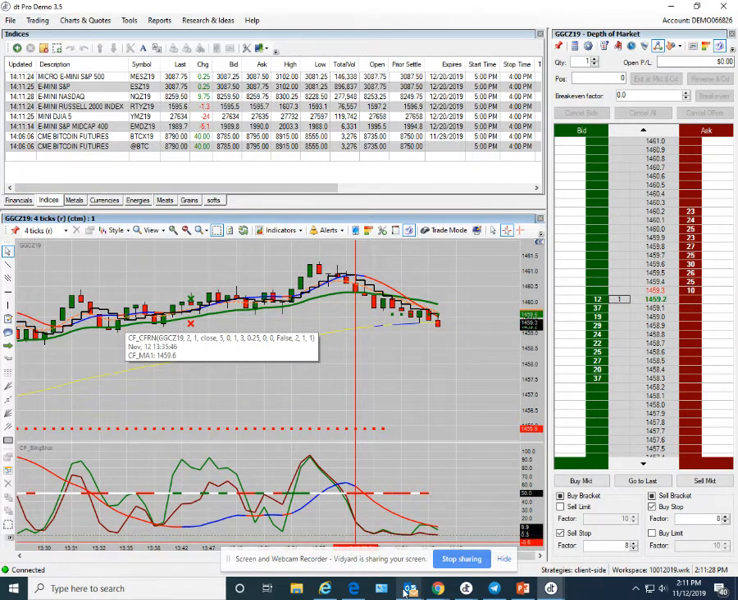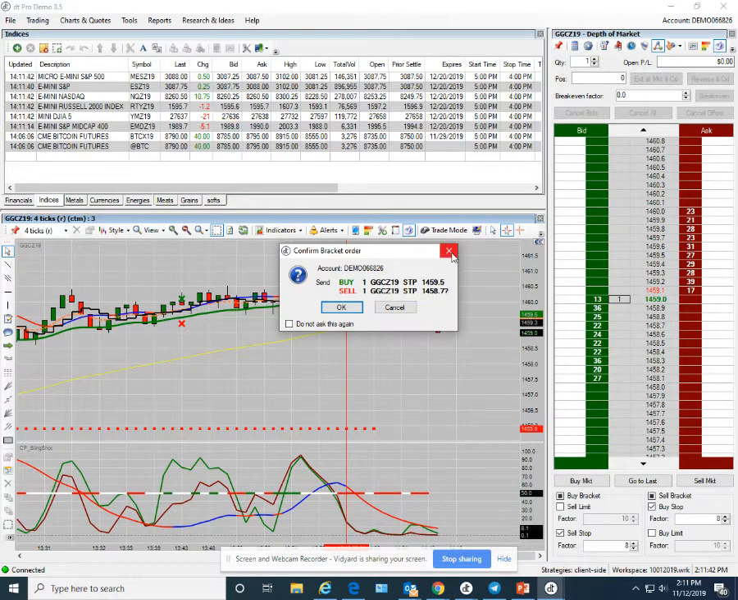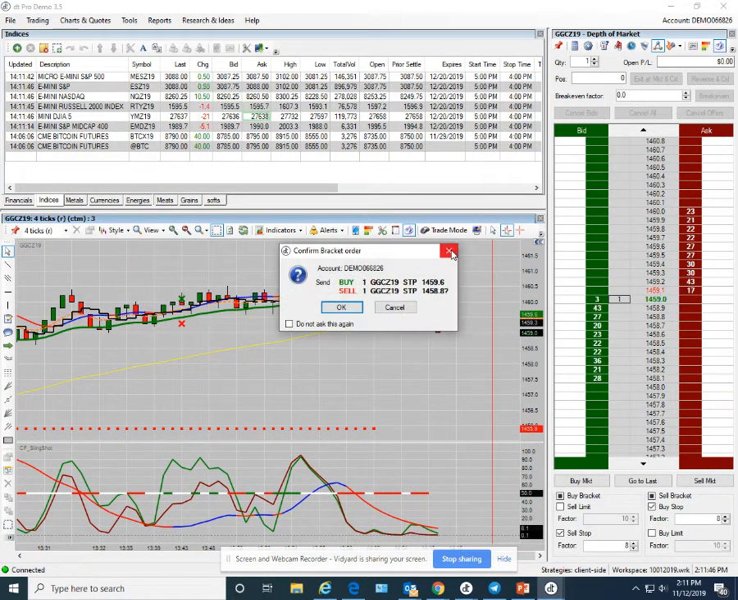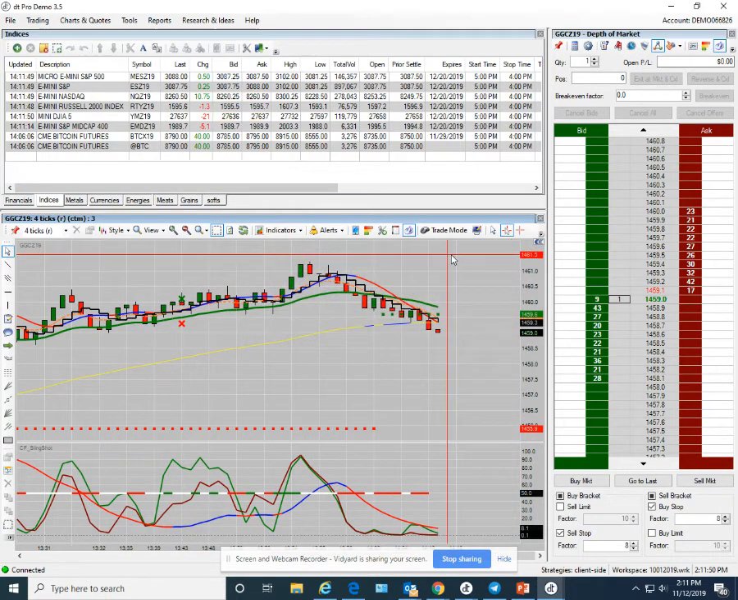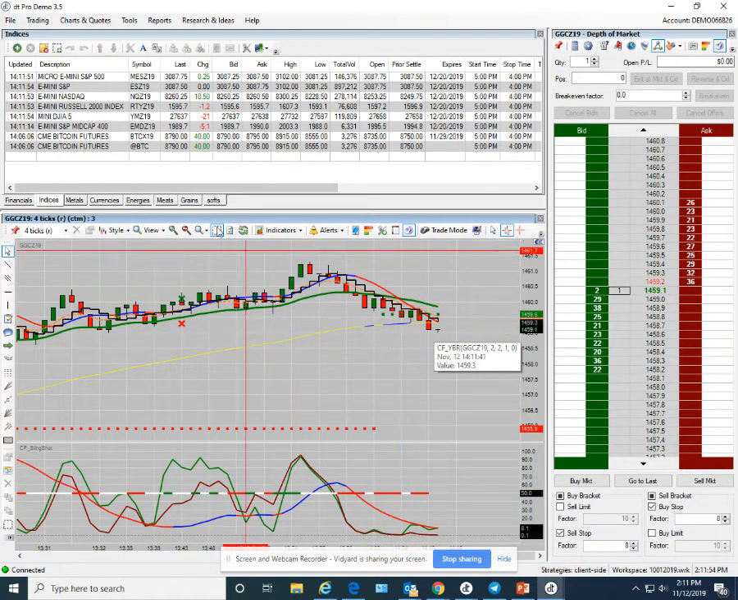Okay? So the formula is this. Take the low or the high of the current candle and add or subtract 5. And that's where you'll right-click in the DOM. If it's a buy, you'll be right-clicking in the green. If it's a sell, you'll be right-clicking in the red. Okay? Add or subtract 5 ticks from the current high or low. Okay? And that'll get you there.